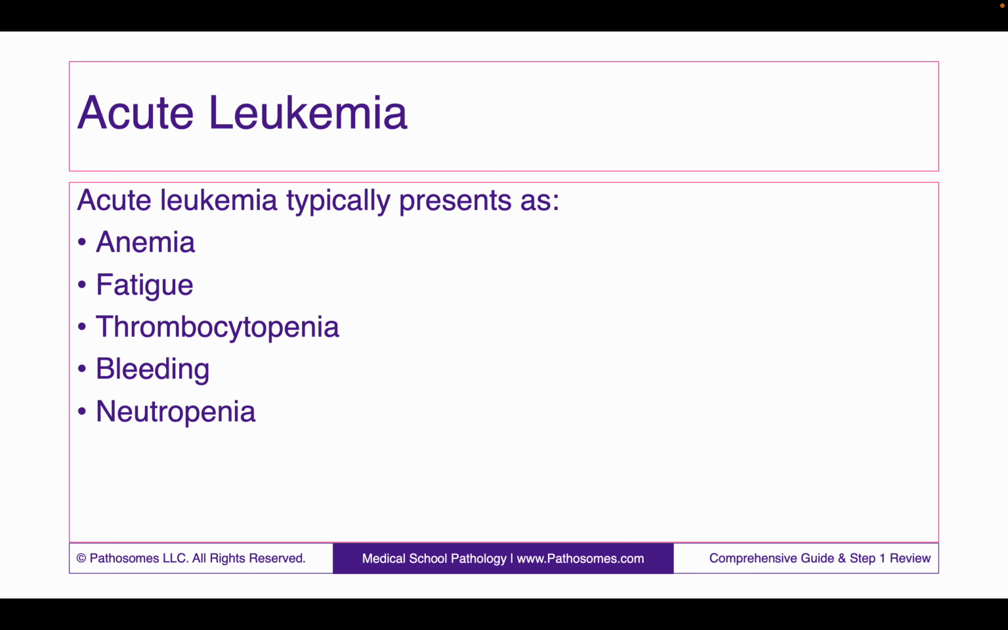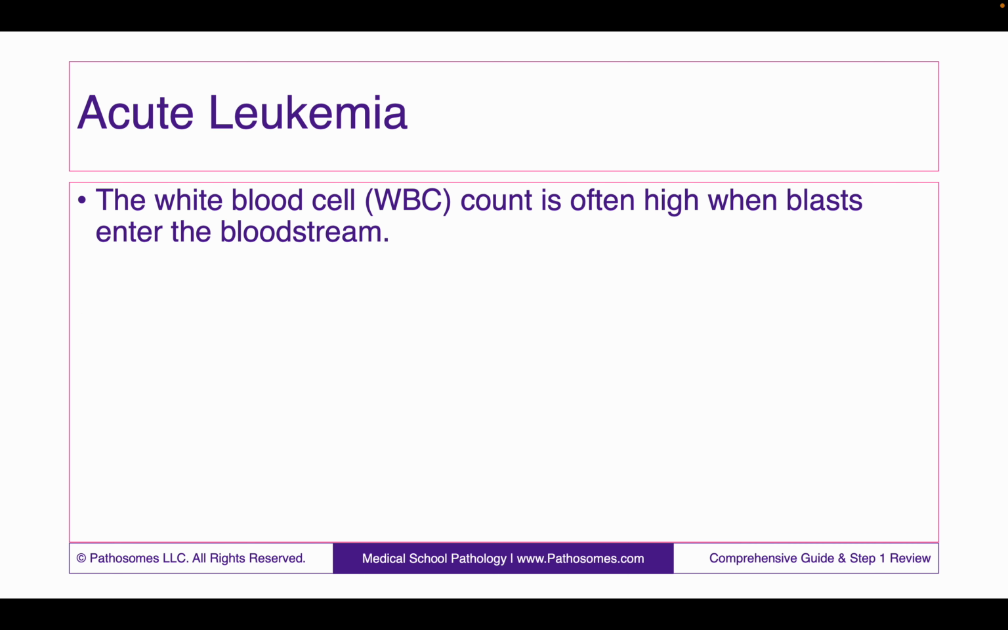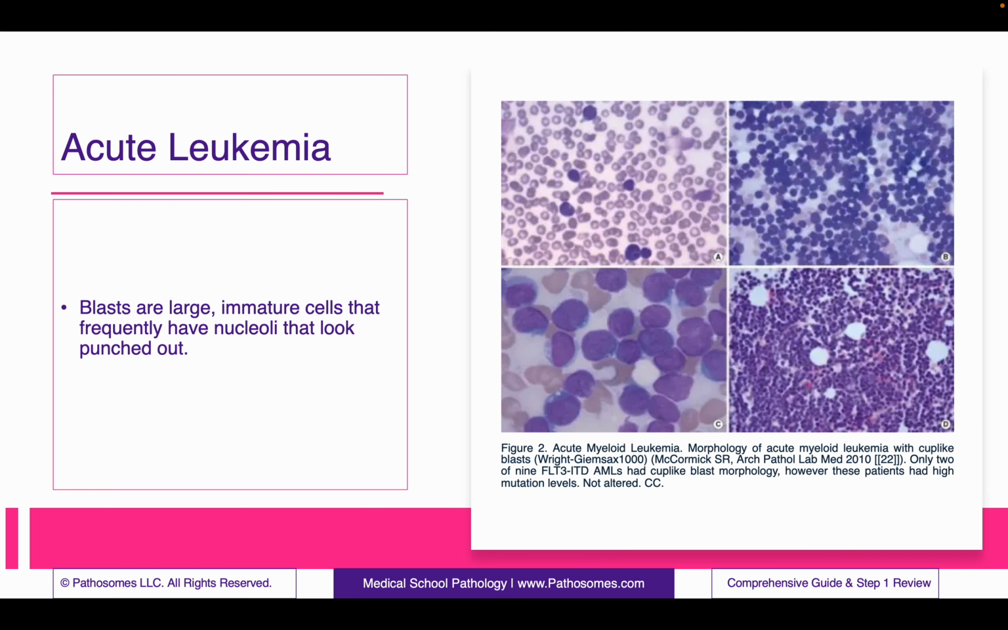Now, how does acute leukemia typically present? Well, it typically presents as anemia, fatigue, thrombocytopenia, random bleeding, and neutropenia. The white blood cell count is often high when blasts enter the bloodstream. Blasts are large, immature cells that frequently have nuclei that look punched out, as you can see here on the right. See all those blasts, those immature basophilic cells with a high NC ratio?